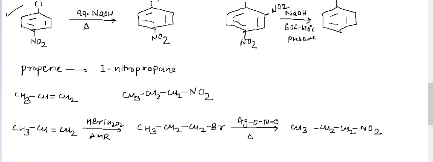So this is how we can prepare 1 nitropropane from propene. Just simple addition of HBr in presence of H2O2 and then treat it with silver nitrite. We will end up with 1 nitropropane. So this was about the conversion. We will see the next questions in the next video. Thank you.